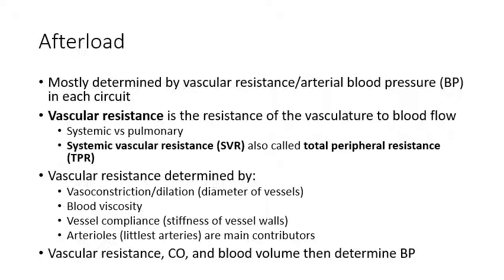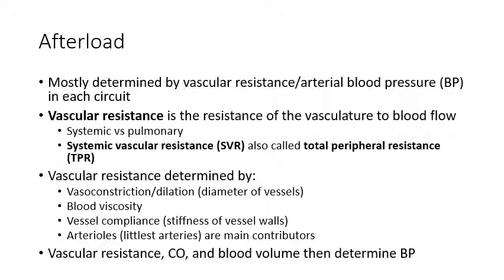So the greater the distance that blood has to travel through a blood vessel, the greater the resistance to its flow is going to be. So just because the systemic blood vessels are longer than the pulmonary blood vessels, that means that vascular resistance is much higher in the systemic circuit than in the pulmonary circuit.